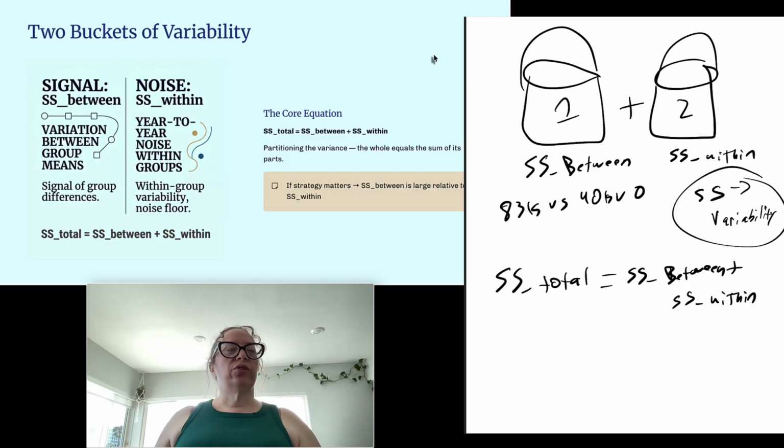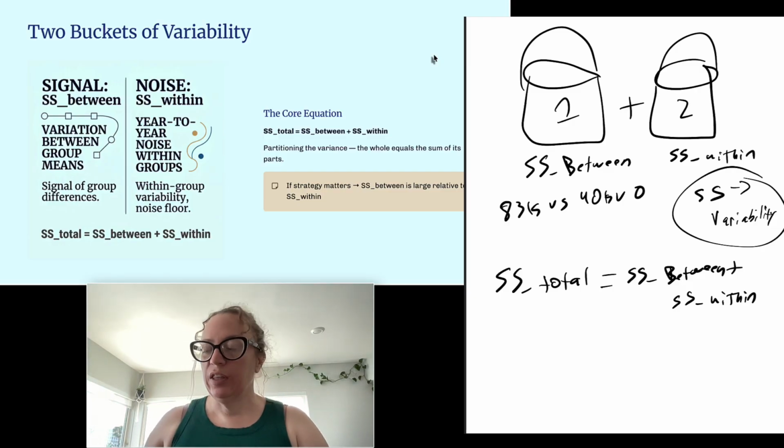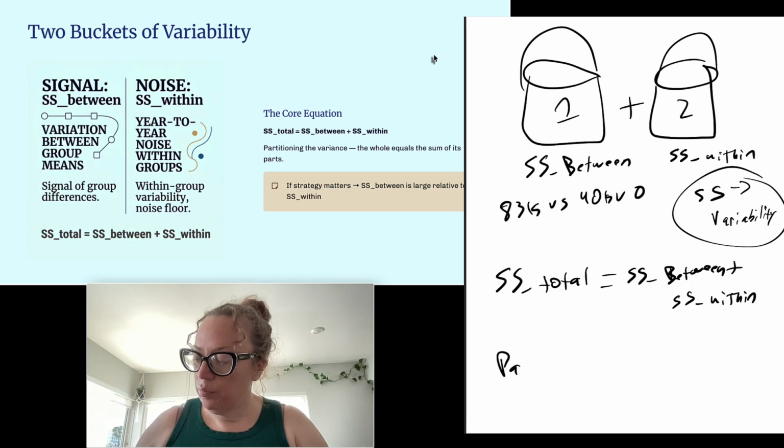Think about how different you and your friends are. The total variability between you and your friends would be how different each person is from each other, as well as how different your group is from other groups. So the whole equals the sum of its parts. This is called partitioning the variance.